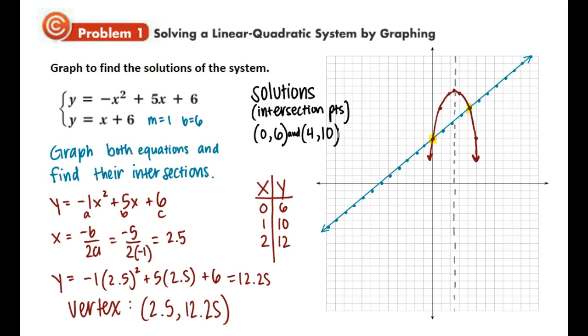So as you can see in the graph, we have two intersection points of this system. The first coordinate point for the intersection is (0, 6), and the second coordinate point is (4, 10). So these are the two solutions of the system.